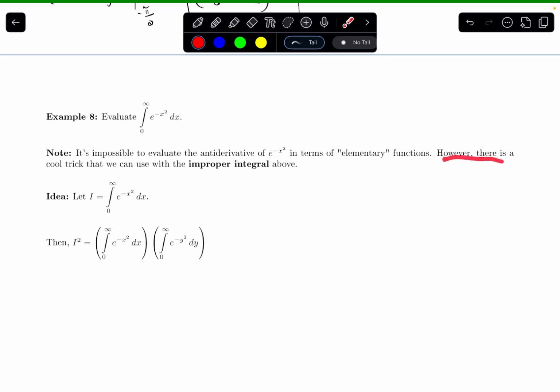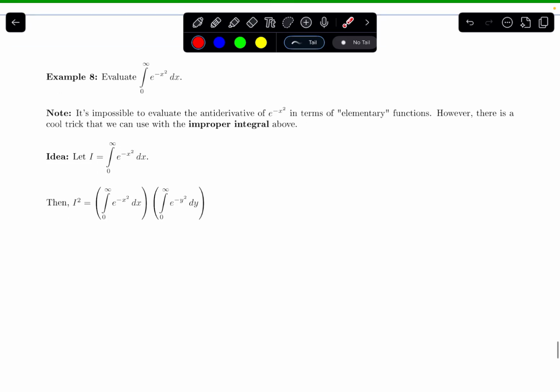But there is a cool trick that we can use given that this is now an improper integral. It's going to infinity. So in this video, I want to introduce you to what that trick is. I'm actually not going to fully work out this example because it's a homework problem to do this example, but I want to get it started together for us. Okay, so here's the idea.